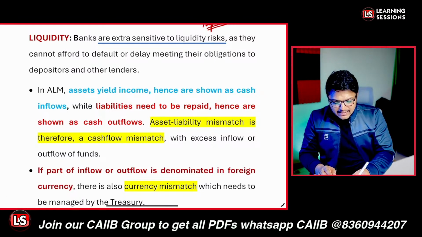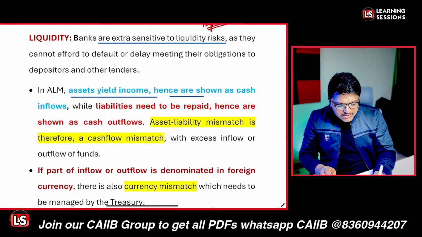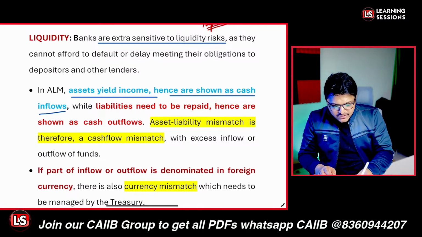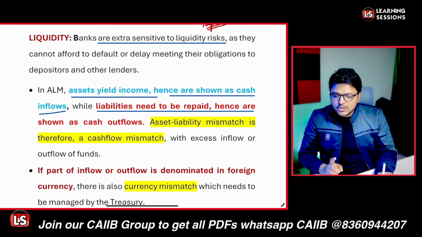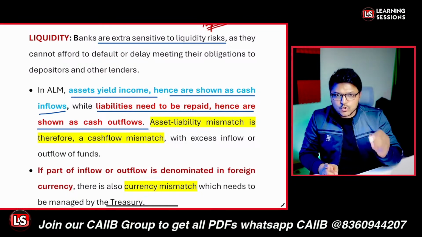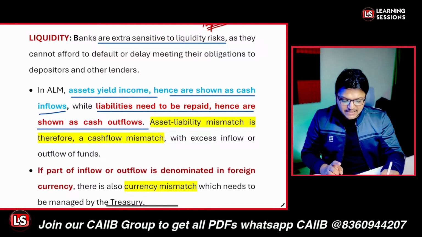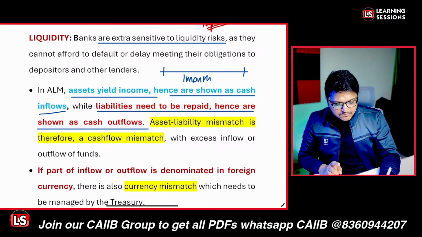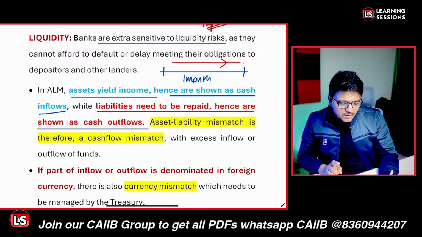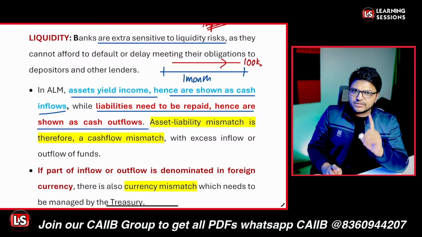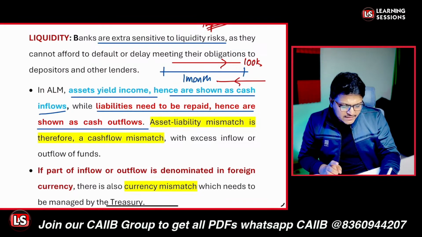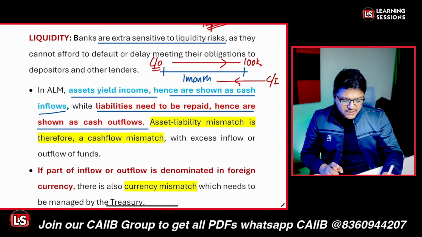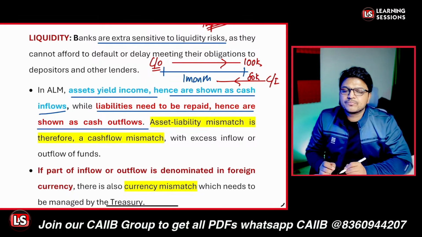The assets yield income, so these are shown as cash inflows. Whereas in the case of the liabilities, those are to be repaid, so these are shown as the cash outflows. So definitely there can be a mismatch. Let's take the case over a time horizon of 1 month, where we are to pay a cash outflow of 100k, and we are going to receive a cash inflow of 80k, right?